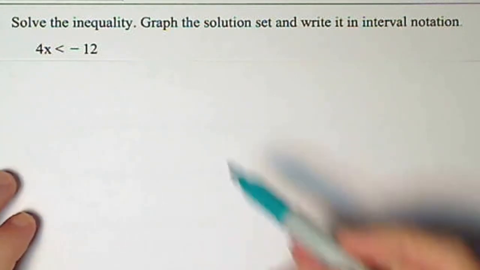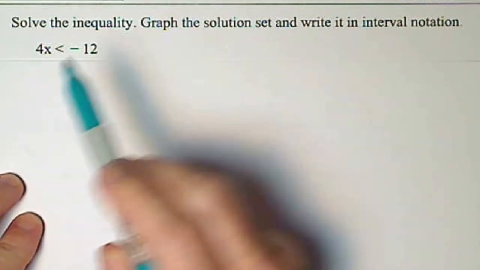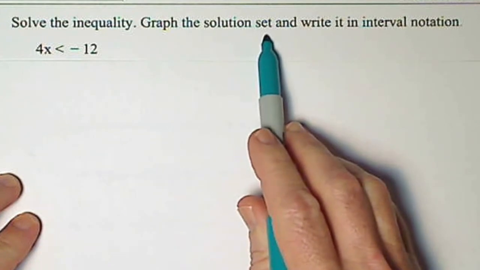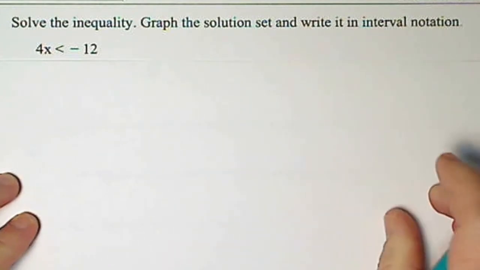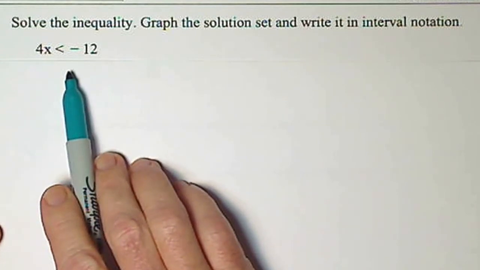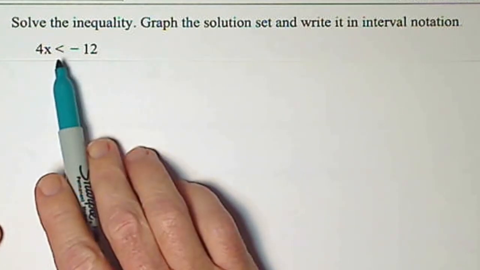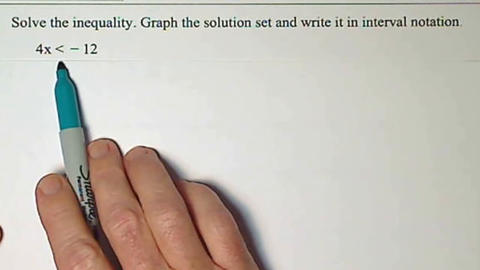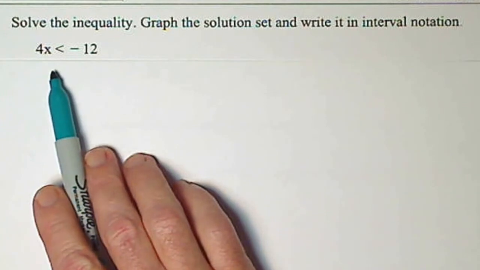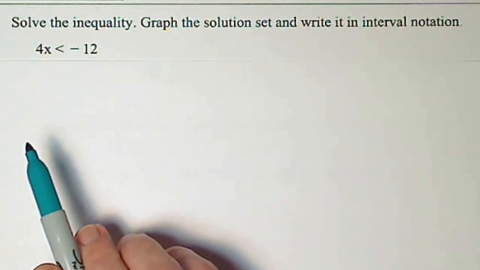Okay, now we're going to have to solve the inequality. So we'll have to get x by itself. Then we will graph it, and then we will write it in interval notation. Solving inequalities is much the same as solving algebraic equations. You can treat the inequality sign as an equal sign. The only case where you have to treat it differently is if you multiply or divide by a negative number, and we will have an example later on in this video.